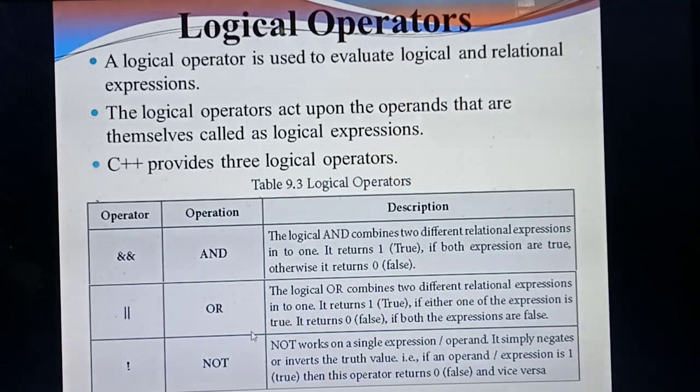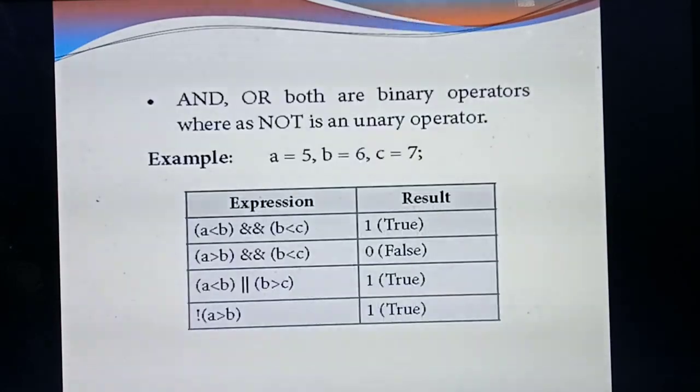Then OR. For OR, if at least one of the expressions is true, that means 1 is there, also 1 0 or 0 1. If 1 is present, you will get the answer 1, otherwise 0. That only they are giving. NOT means just the opposite, that means it negates or inverts. 0 means 1, 1 means 0. Understand about logical operators?